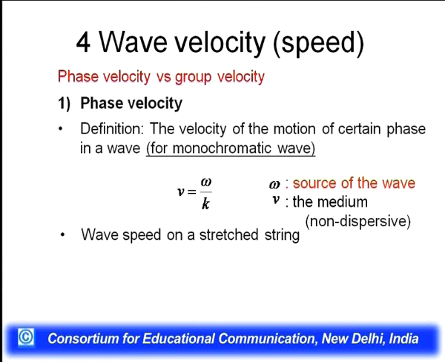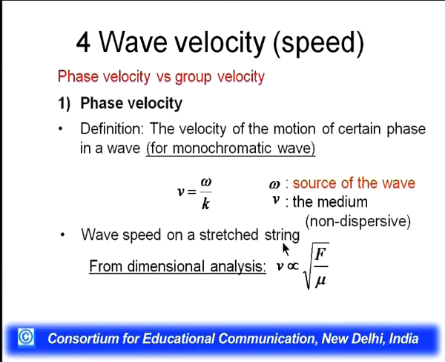For a monochromatic wave, it is the velocity of motion of a certain phase in a wave. The velocity of motion of a certain phase in a wave is defined by the velocity v equal to ω by k. What is omega? Omega is the source of the wave and mu is the medium, and this is for the non-dispersive medium. The wave speed on a stretched string is the phase velocity.